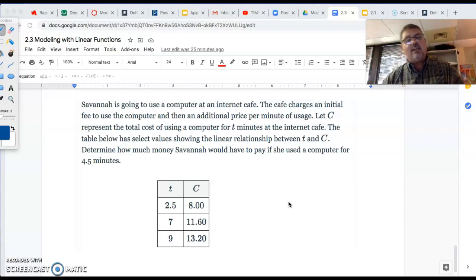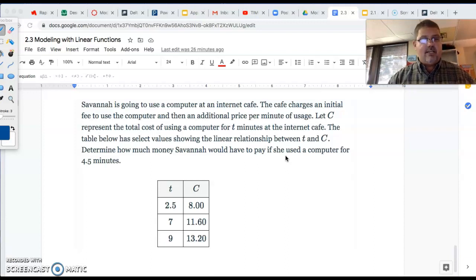So they're telling me right now what my variables are and what they mean in context. So C is the cost for using that computer for T minutes. So a minute goes in as time and a cost comes out. The table below has selected values showing the linear relationship between T and C. Determine how much money Savannah would have to pay if she used a computer for 4.5 minutes.